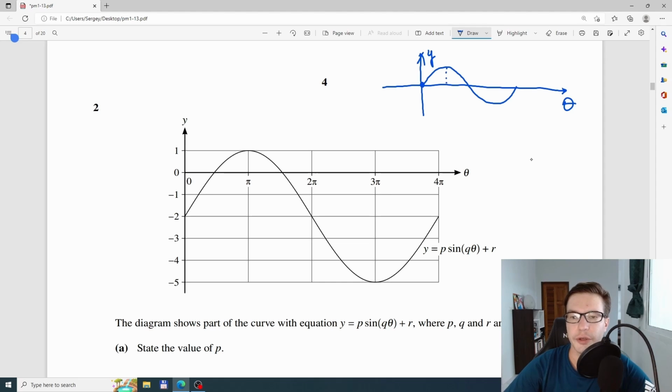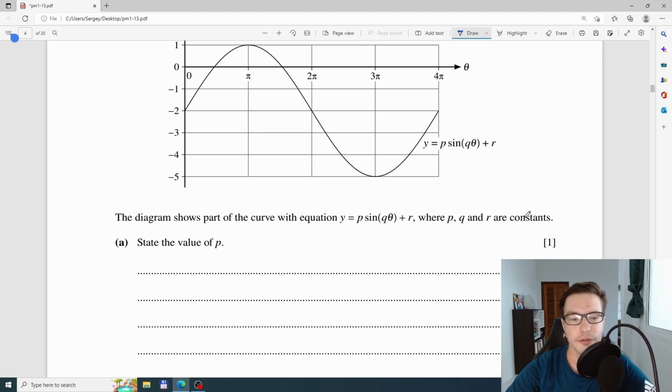The key points are going to be pi over 2, pi, 3 pi over 2, and 2 pi. And sine theta is going to go from -1 to 1. Now, we can compare our graph of y equals p sine q theta plus r to the original graph of y equals sine theta and see what the values of p, q, and r are.